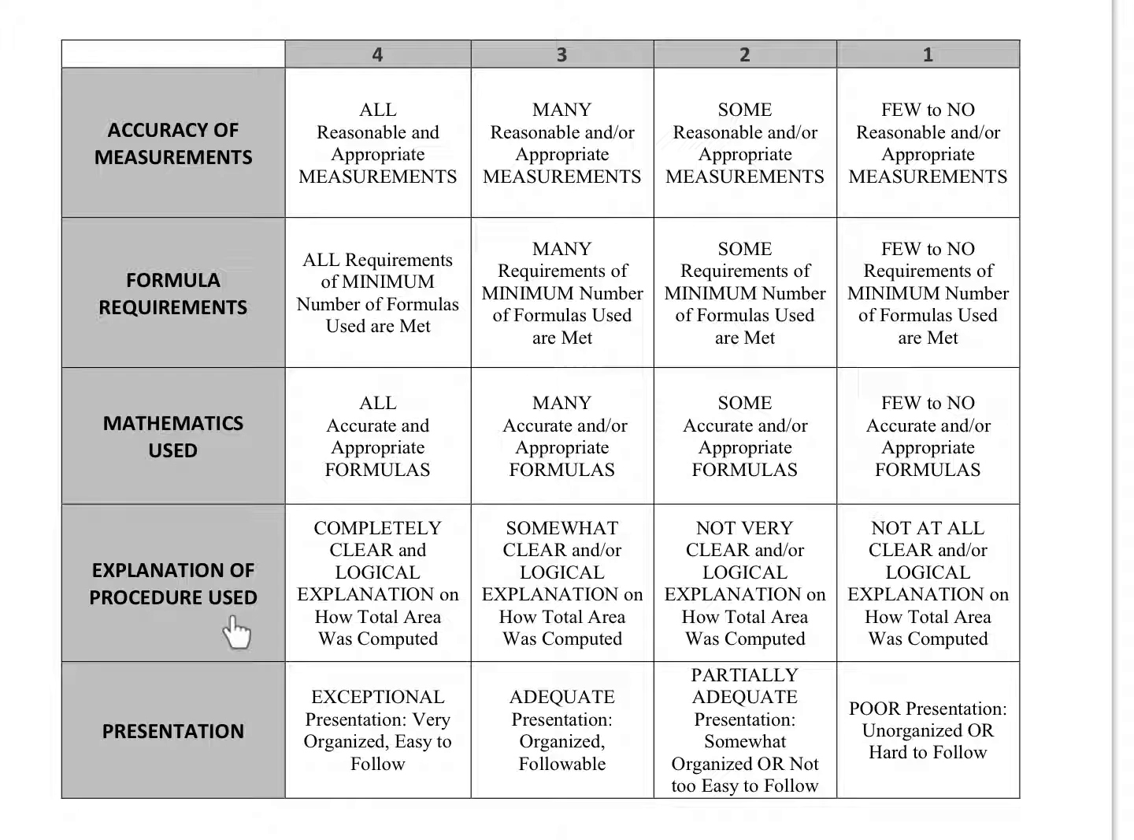The explanation or procedure used, completely and clearly and logically explain how the total area was computed. It's not going to be hard to get lots of shapes to have to find for your object, so you need to show me how it's all being pieced together. And then finally, I will give you a score on how well it's presented. Can I follow your work? Is it easy to see how you're coming up with things and coming up with totals?